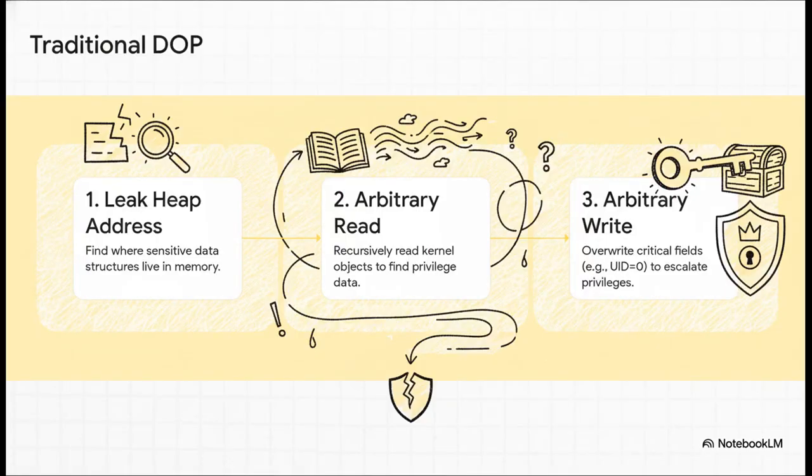But here's the catch. Traditional data-oriented programming is, well, it's a huge pain. It's this messy, multi-stage process where you need a perfect storm of vulnerabilities. First, you need a bug to leak an address just to know where to even look. Then, you need another bug that lets you read that memory. And finally, you need a third one that lets you write to it. Finding a single bug that gives you all three of those is like finding a unicorn.